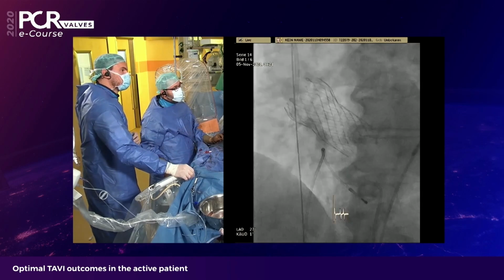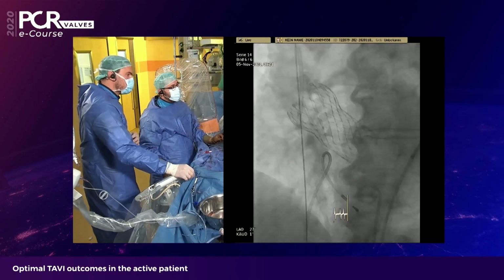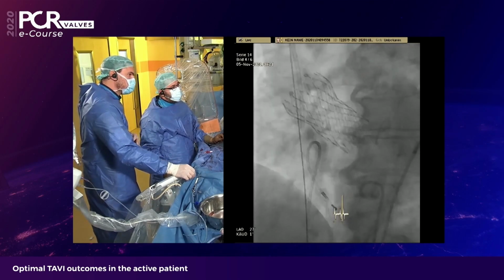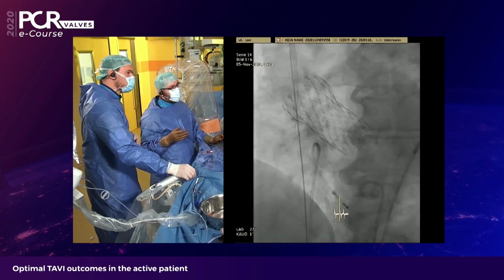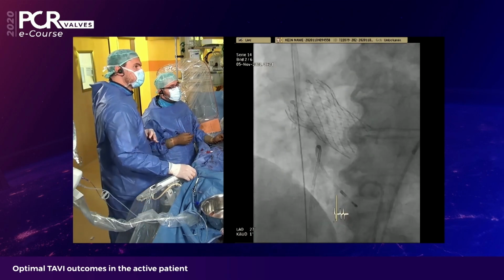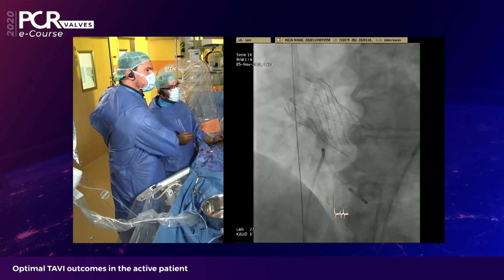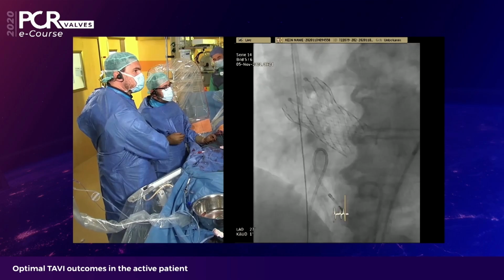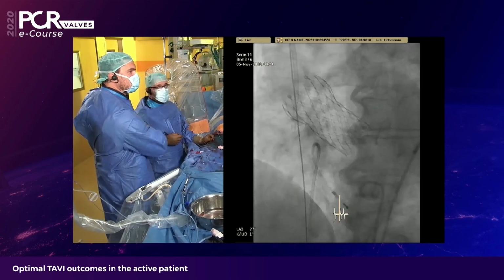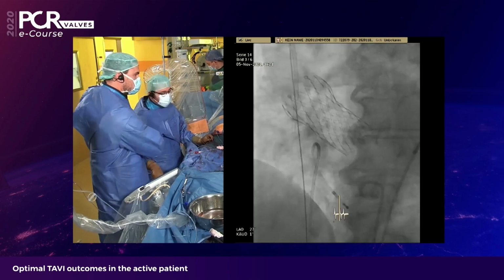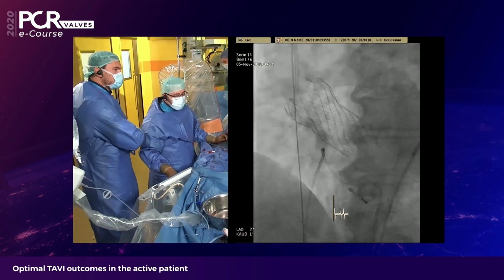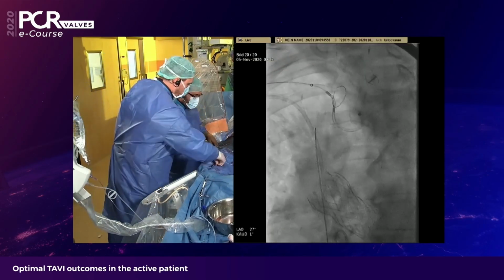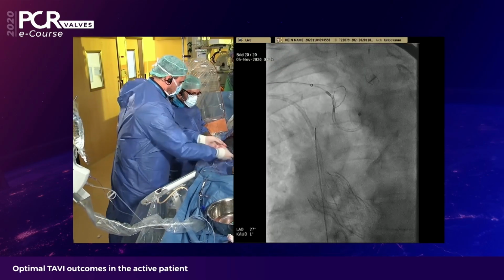But I think that we achieved here what we want concerning a very shallow implantation, concerning the very short membranous septum. If you look at the ECG now, probably she has a left bundle branch block, but she doesn't have any sort of AV block. And I think we have a good commissural alignment. So I think we're done now with the valve implantation. So let's remove the sentinel device now and then close the femoral artery.